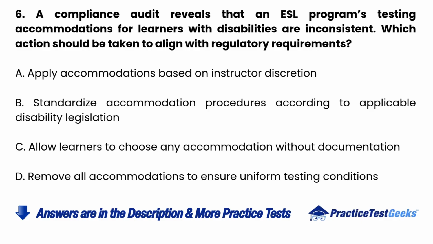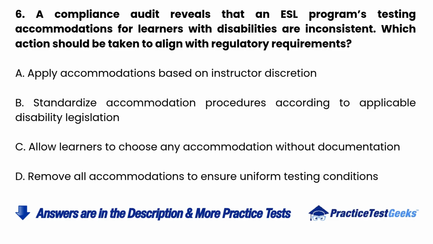6. A compliance audit reveals that an ESL program's testing accommodations for learners with disabilities are inconsistent. Which action should be taken to align with regulatory requirements? A. Apply accommodations based on instructor discretion. B. Standardize accommodation procedures according to applicable disability legislation.